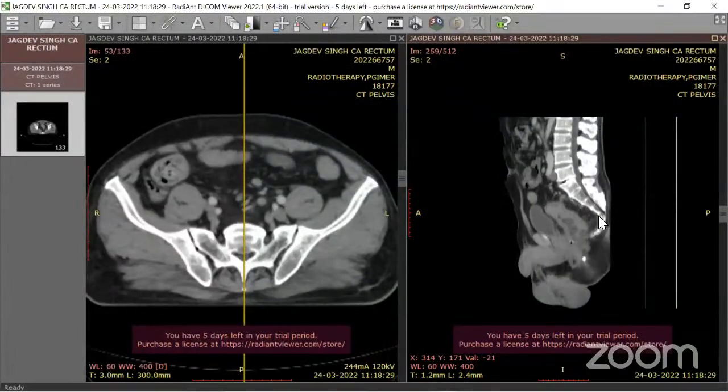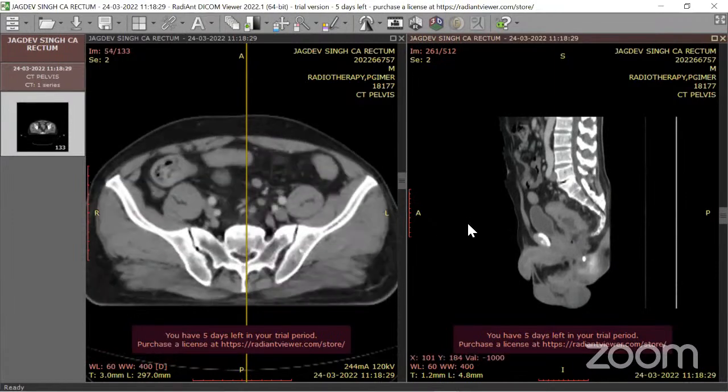So this is the sagittal view of the patient. See here, you can see the markers. This is the anal verge marker, and this is the distal border of the growth marker. And here you can see the thickening. It's really a long segment growth. So see, if you take S1, S2, so this is the S1 and this is S2 and this is L5.